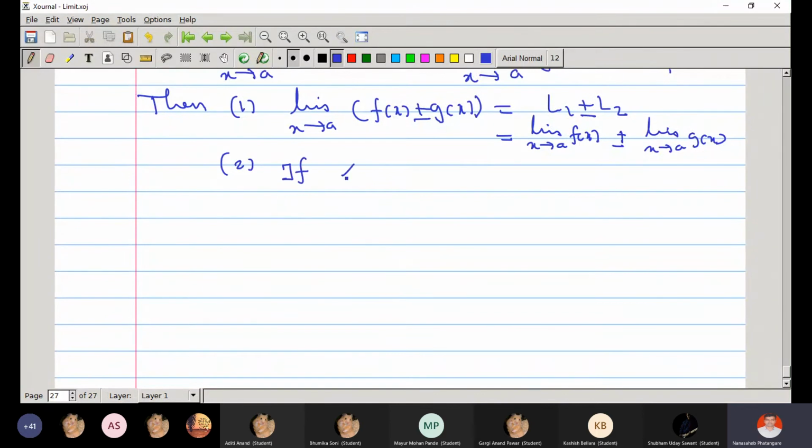So if alpha is a real number, then consider the limit as x tends to a of alpha times f. This is a new function. If you multiply by alpha, this is a new function. And what do we expect here? That means alpha times the limit of f(x).